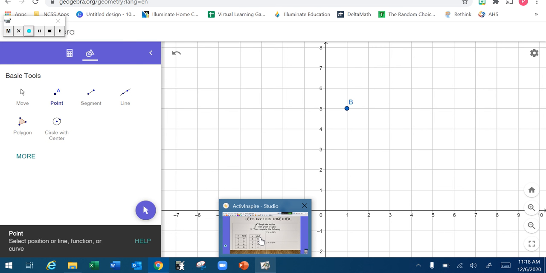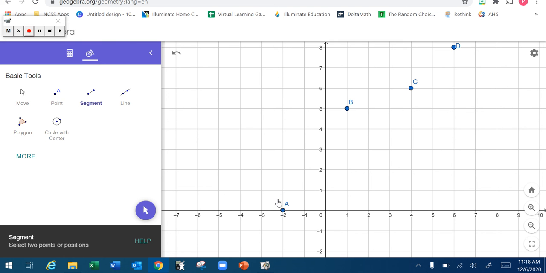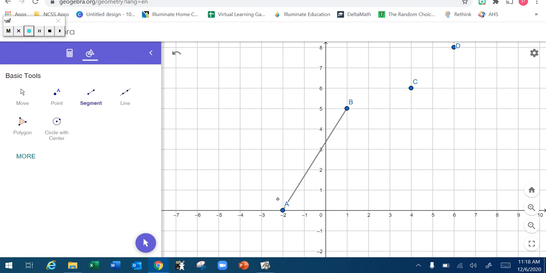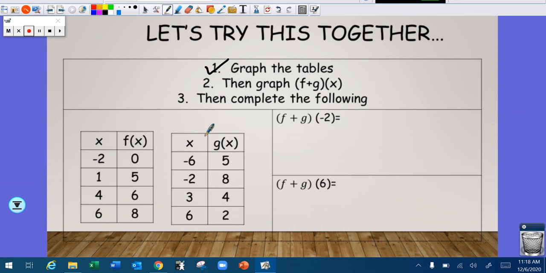So I'm going to do 4 and 6. I'm sorry, I got 1 and 5 already. Okay. And then I'm going to do 6 and 8. So that's this point right here. I'm going to just assume that this is a linear function, where these are connected by lines and not curves. So I'm just going to connect the dots like this, since it didn't give me a picture. And then I'm going to graph the other table, which is this table.